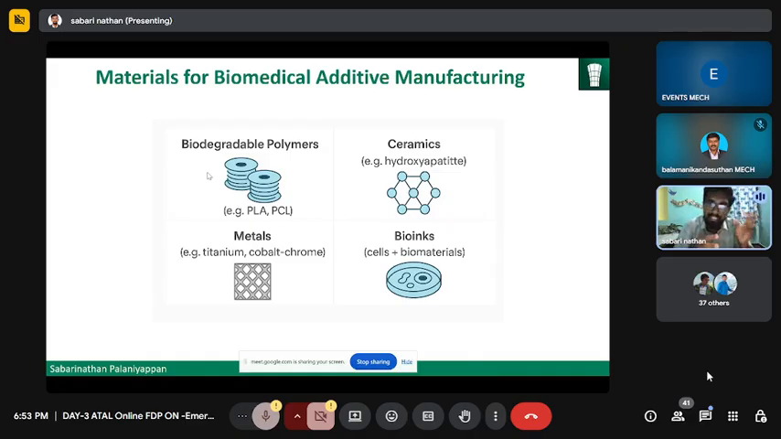Then bioinks: when you are seeding cells for the organ you are going to develop, the cells can be taken from that organ and mixed with some kind of biopolymer, because the cells need to grow in a certain environment, and that needs some kind of biomaterial. So you mix biomaterials with the cells, and we call it bio ink. After growing this bio ink, we put it into the printer, and based upon the respective shape and size, we can print it. So these are most of the materials used in biomedical applications.